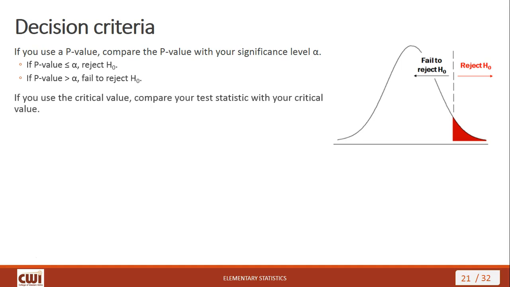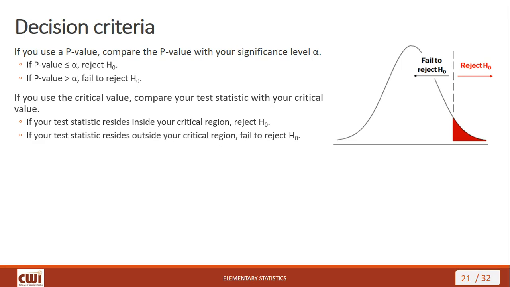If we use a critical value, we're going to compare the test statistic with the critical value. So we're comparing again like with like, horizontal values with horizontal values, areas with areas. If our test statistic resides inside the critical region, we're inside the rejection region, therefore we reject H0. If we're outside the rejection region, then we're going to fail to reject H0.